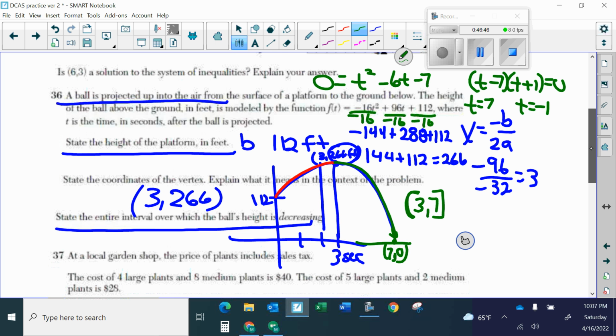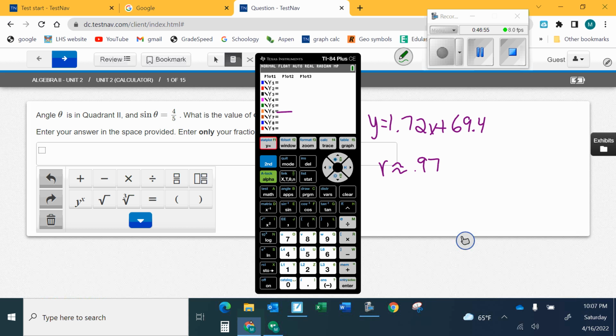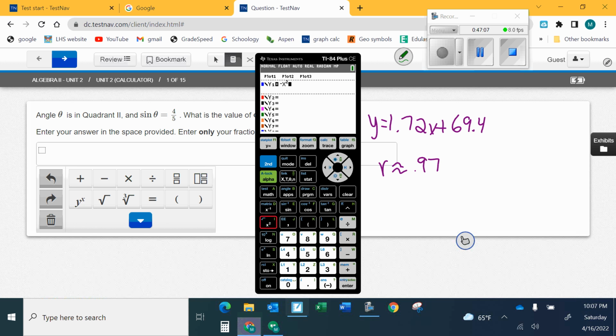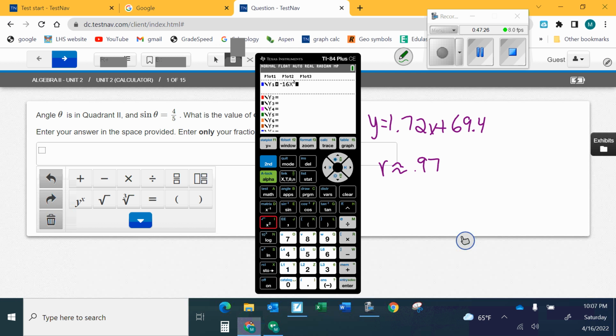Now I could have also plugged that in the graphing calculator, just so you know. So if I bring up the graphing calculator, go to y equals, and I have negative 16x squared, plus 96x plus 112. For the second one, I want when the height's 0.